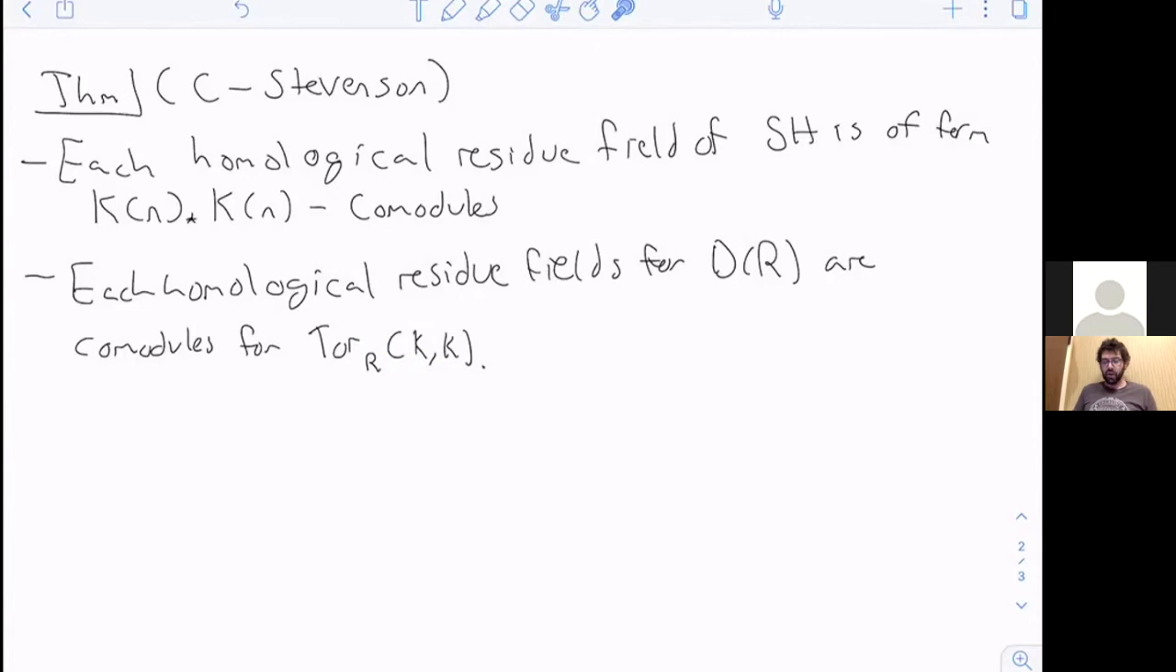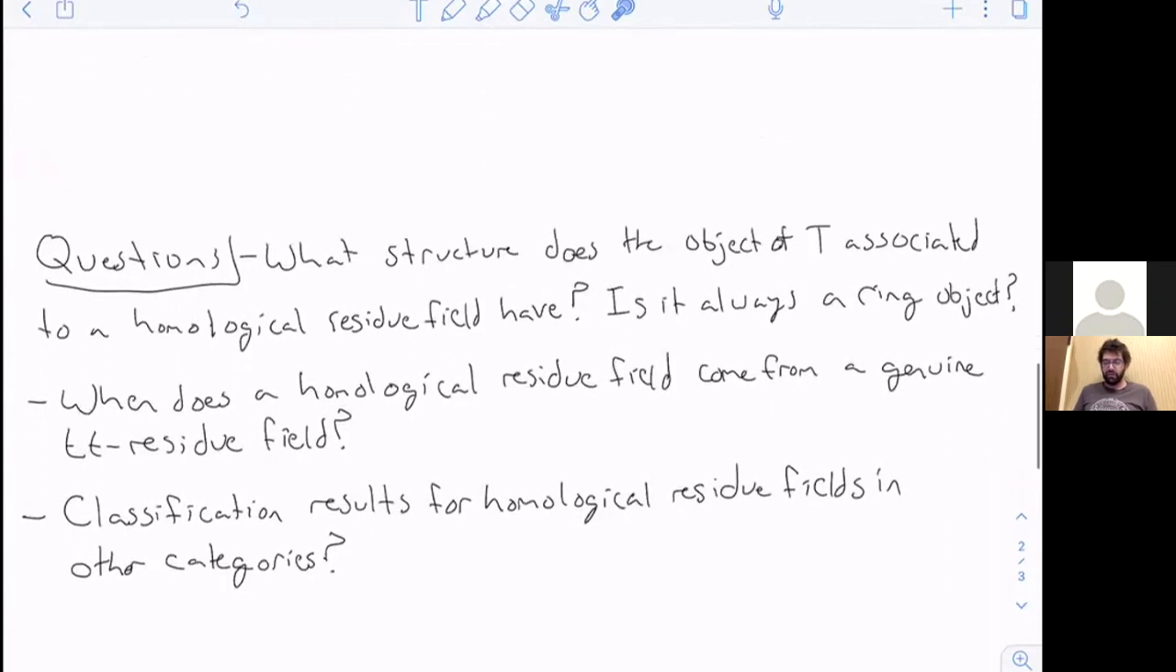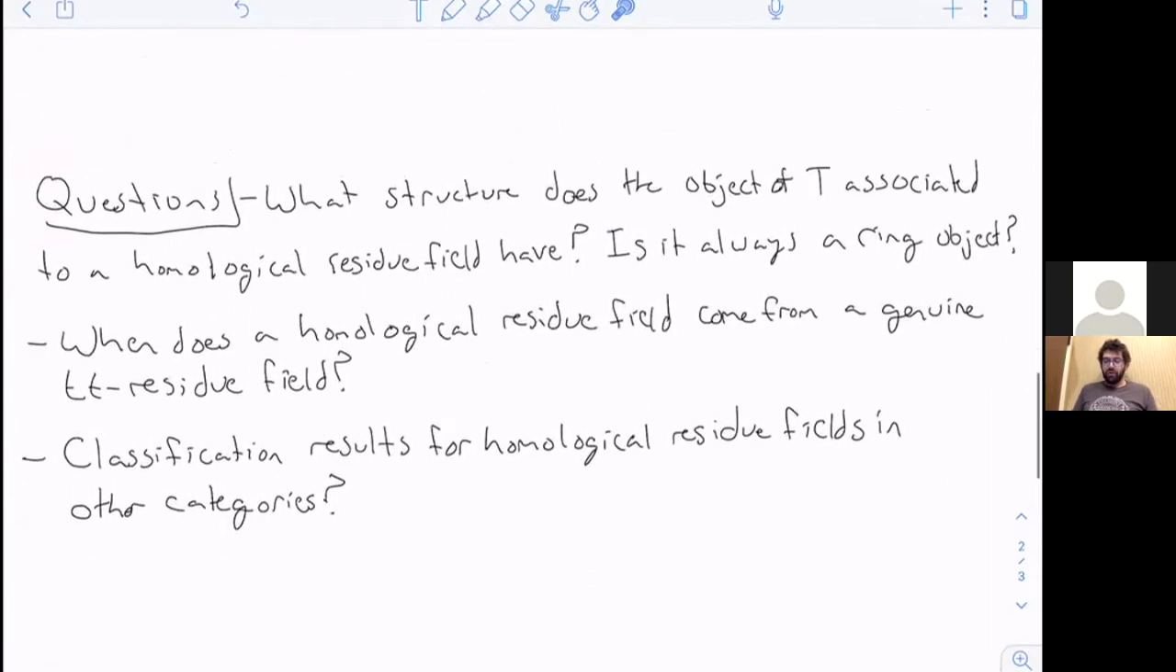There are lots of questions in this area, and let me mention a few of them. The first one that comes to mind is, it's natural to ask what structure does the object of T that's associated to a homological residue field have? For example, is it always a ring object? It was a ring object in the stable homotopy category, and it's a ring object for the derived category of a ring. But it's not known if it's a ring object all the time, and it would be interesting to have a criteria for when it is, or if it happens to always be the case.